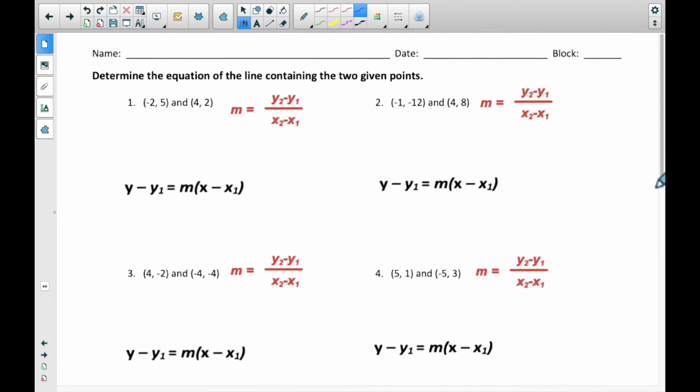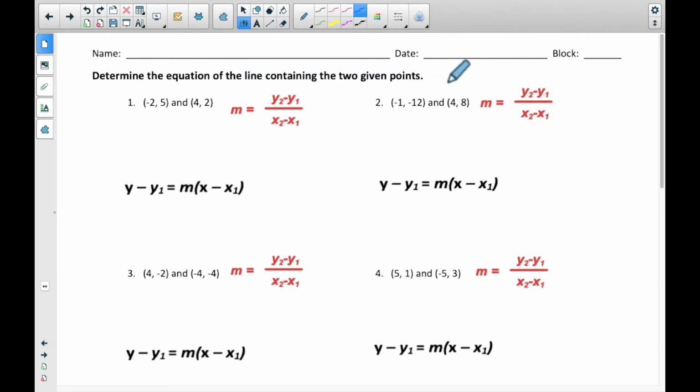All right, there are a lot of examples on this page. We might not do every one, but the reason there are a lot of examples is this is honestly one of those lessons that a lot of people get kind of confused on. So let's just take a look and get started. First thing we have to do, it says, determine the equation of the line containing the two given points.